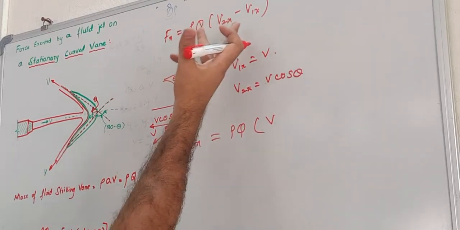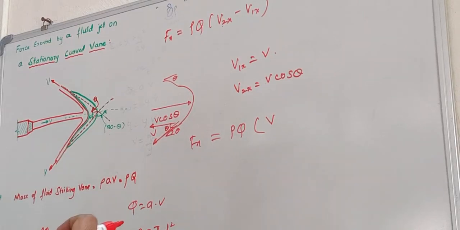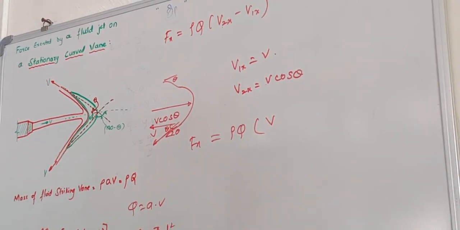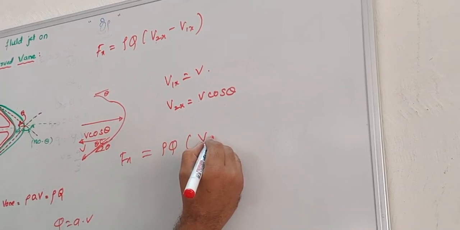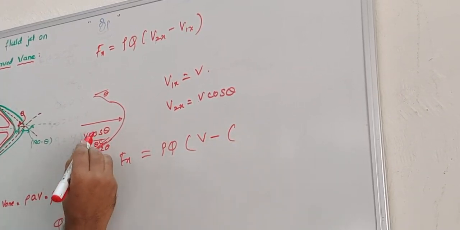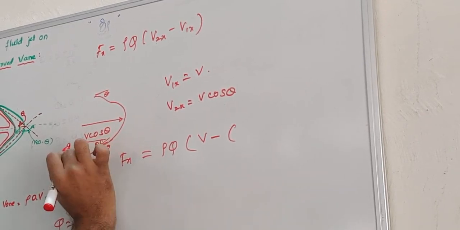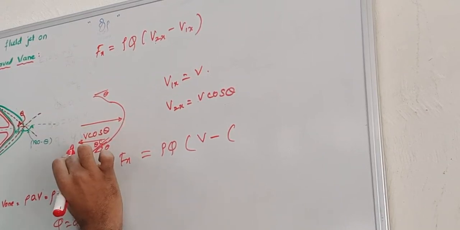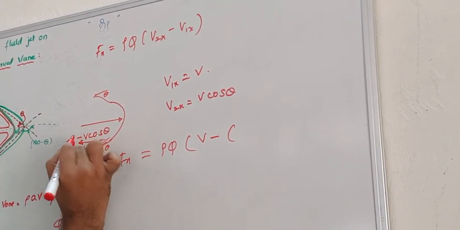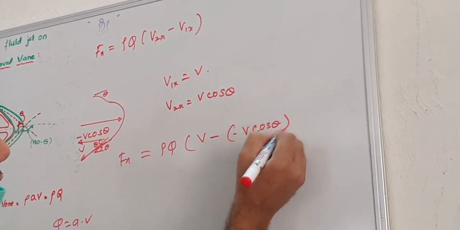I changed it. I told you already, I have shifted these two. I shifted it because I am trying to find out how much is the impact of the jet on the curved vane. I am not calculating how much is the force of the jet. So V1x is V minus of. Now tell me whether the direction of the jet when it entered and when it exited are remaining the same. No, right? The direction of entry is like this, the direction of exit is opposite to it. So I have to consider this as minus, so minus of V cos theta.